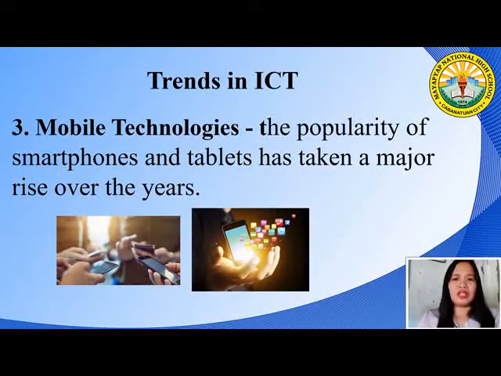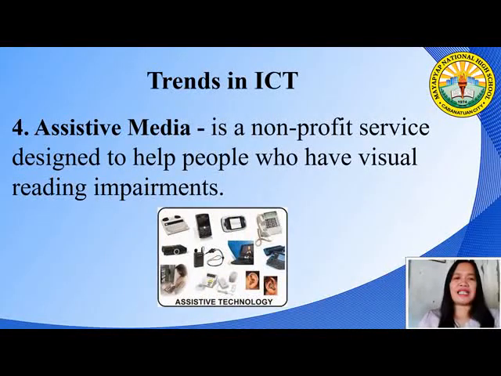Mobile technologies. The popularity of smartphones and tablets has taken a major rise over the years. Today, the latest mobile devices use 4G networking, the fastest mobile network. Last is the assistive media. It's a non-profit service designed to help people who have visual reading impairments.